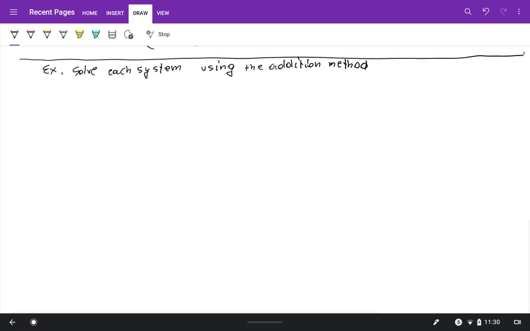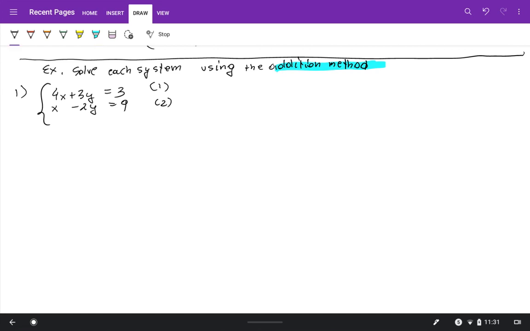Okay, so first one: 4x plus 3y equal 3. The second equation is x minus 2y equal 9. So that's the system. I have 2 equations, equation 1 and equation 2. So step number 1, when we're using the addition method, you want to make sure that your equations are written in standard form, which yes, we have that.